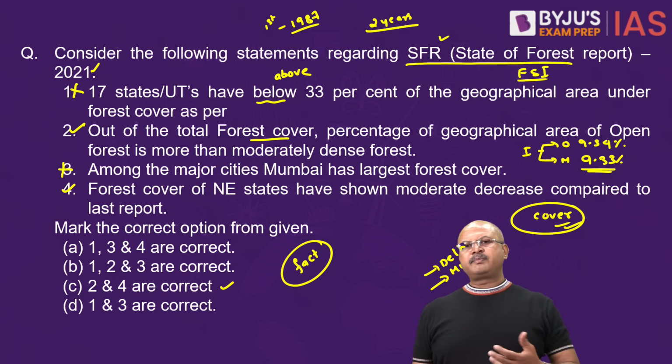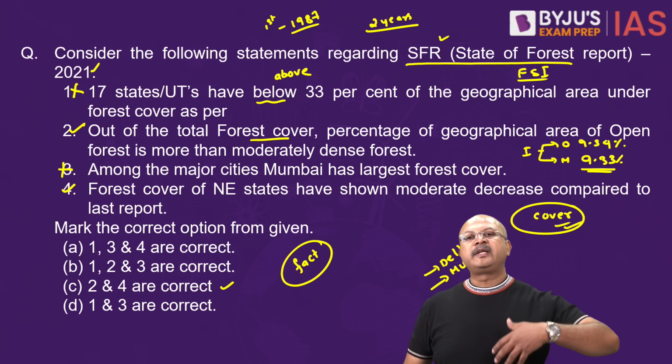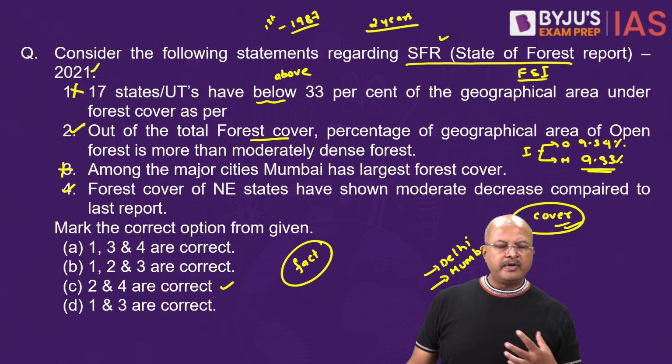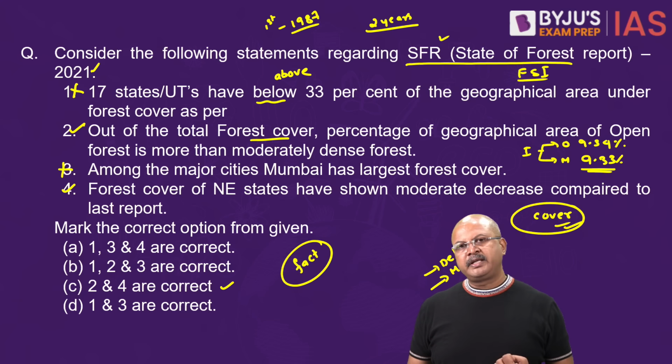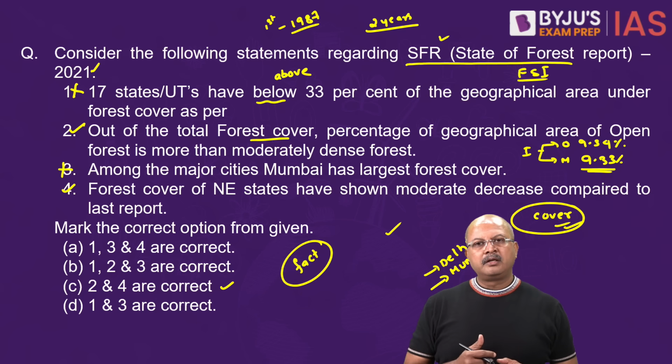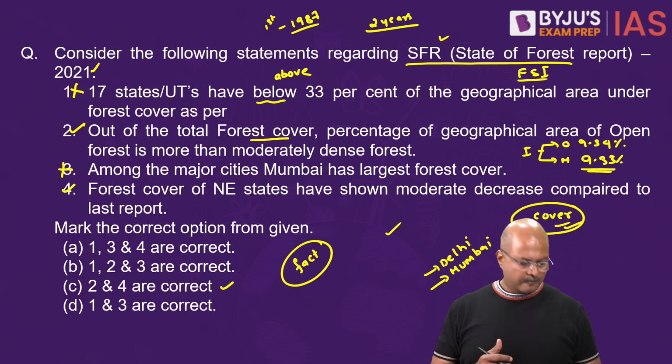Along with that, sometimes they may ask which states have had an increase in the percentage of forest cover, which states have had an increase in mangroves, where carbon stock has increased, where the carbon sink has increased. Now this is where the factual data with the statements becomes complicated in the context of examination.